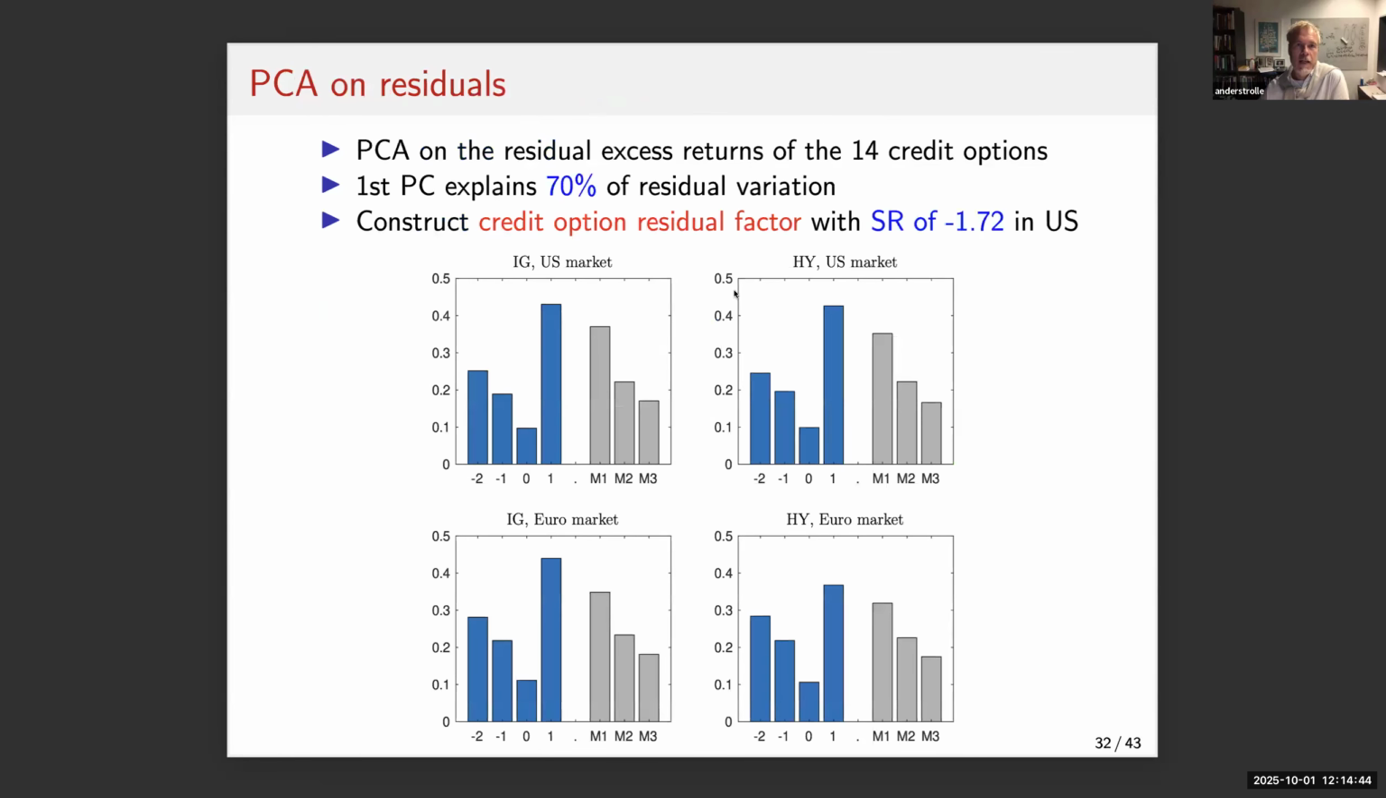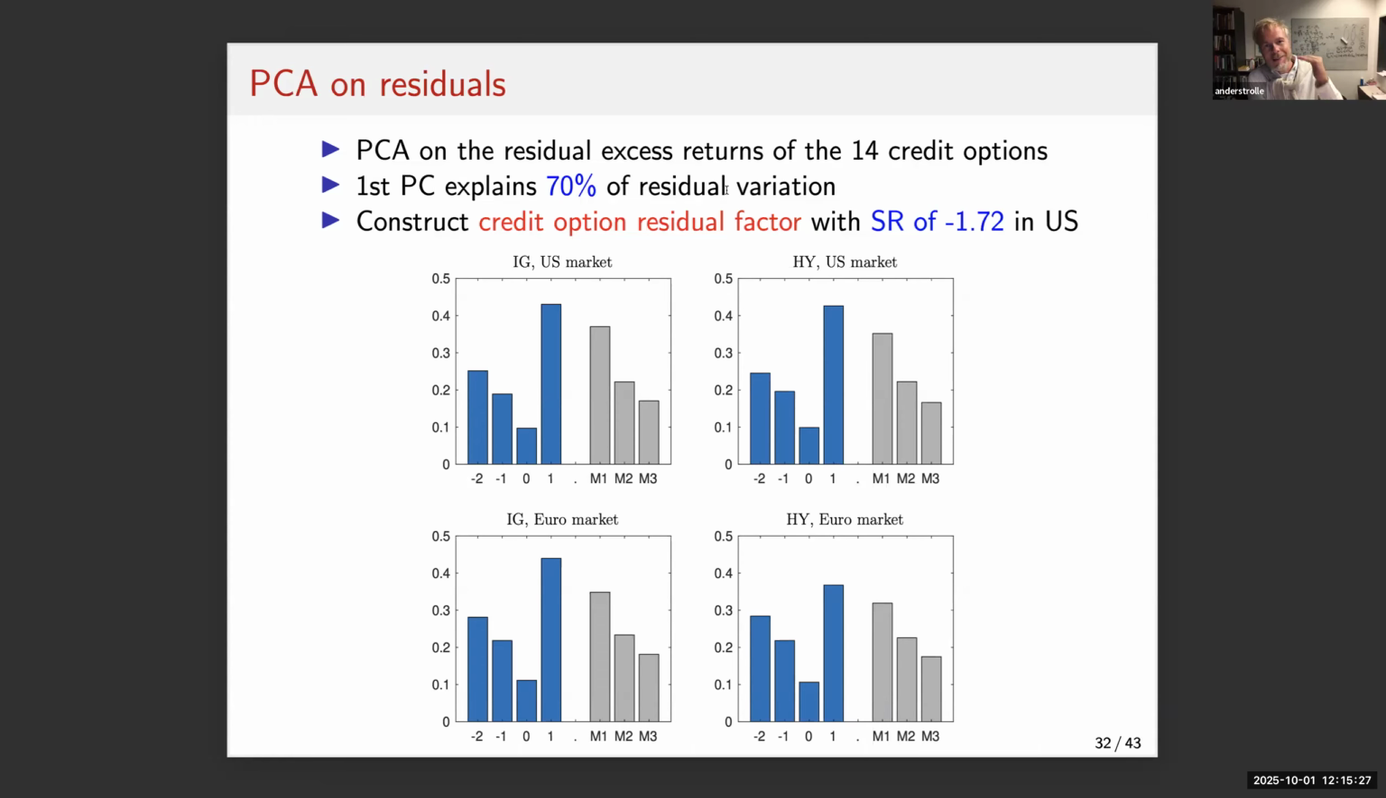Then we run a PCA on the residual excess returns for the 14 credit options, right? So we have 7 IG options, 7 HY options. So in total, we have 14 credit option portfolios. On the residuals, we run a PCA, and we find that a single principal component can explain 70% of the residual variation. In fact, in the European market, it's 75%. So there's a lot of common variation in the unexplained portion of excess return. So there seems to be a credit-specific factor.